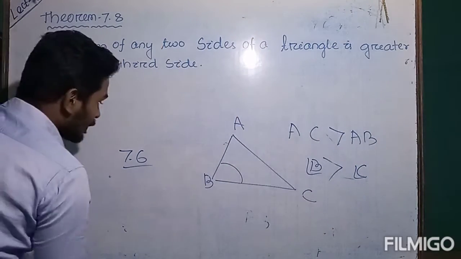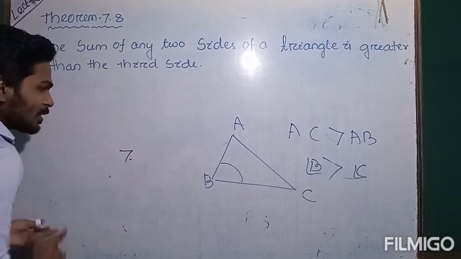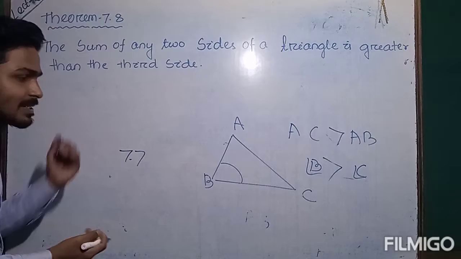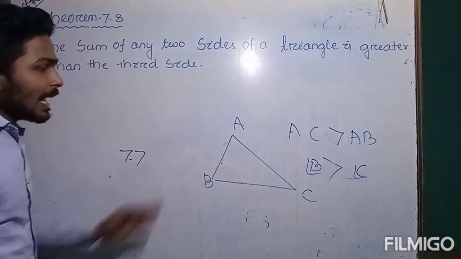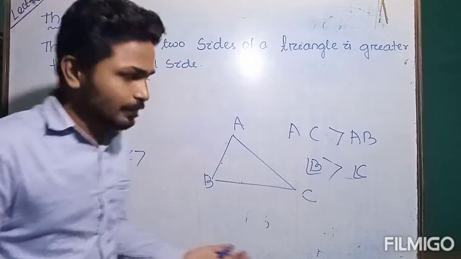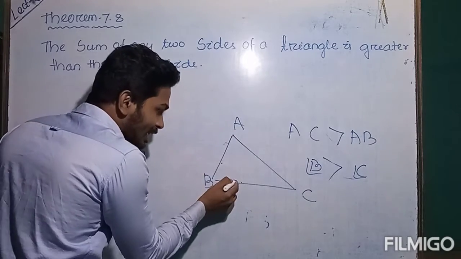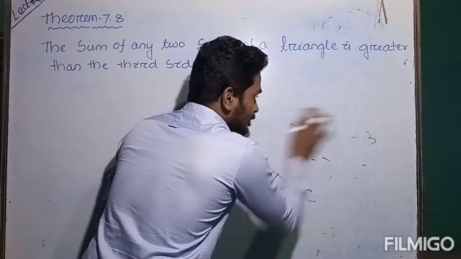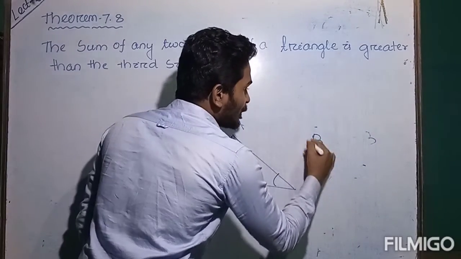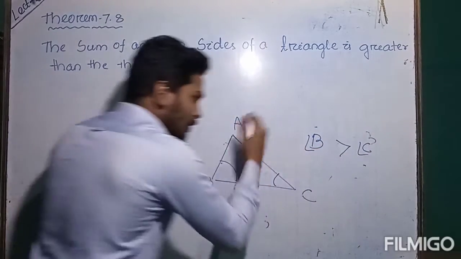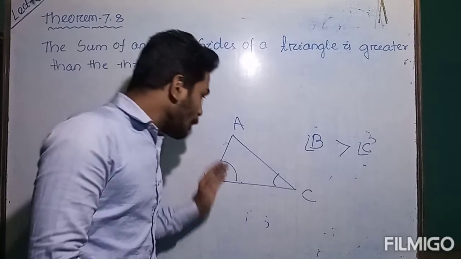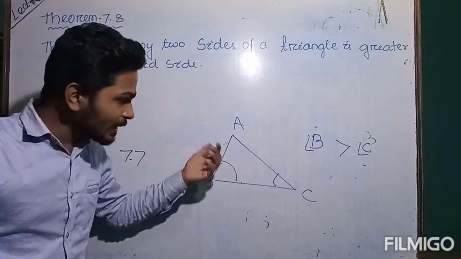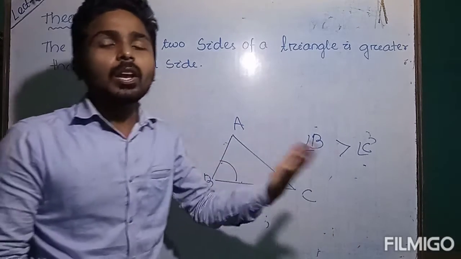Next is theorem number 7.7. Theorem 7.7 states the same thing but the opposite way. It states that if in a triangle any two angles are of unequal measure, suppose we take this angle and this angle, and let's say angle B is greater than angle C, then the opposite side of the larger angle is longer. B is the larger angle.